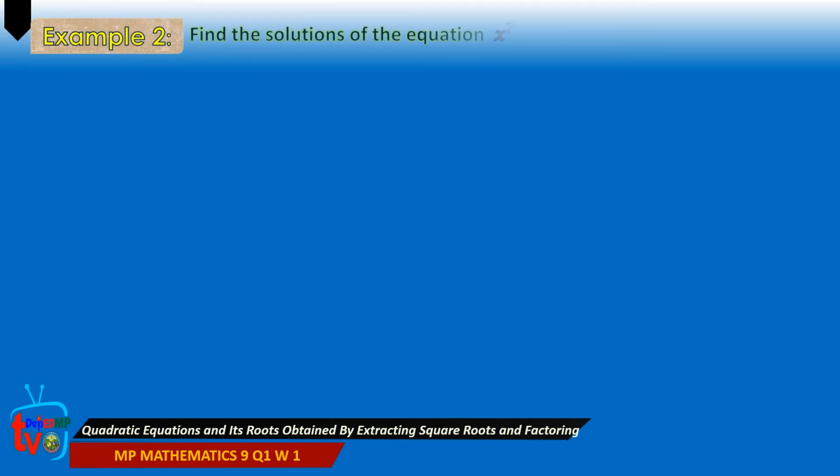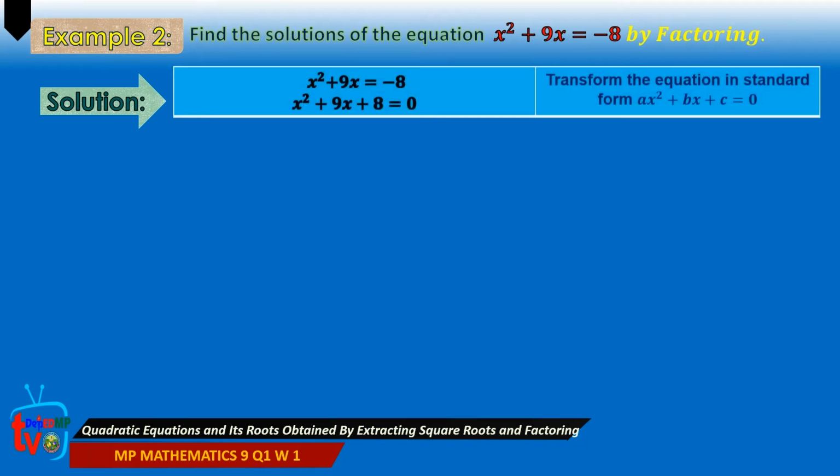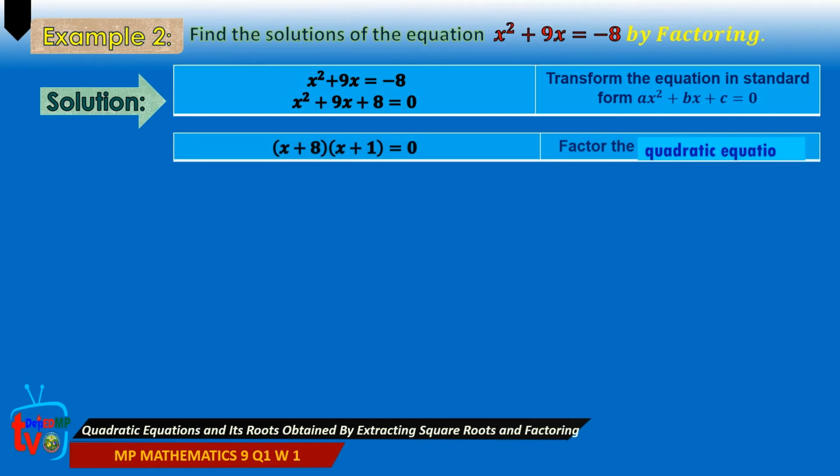Example 2. Find the solutions of the equation x squared plus 9x is equal to negative 8 by factoring. So for the solution, first we are going to transform the equation in standard form, ax squared plus bx plus c is equal to 0. And we do that by applying the addition property of equality. So we add 8 to both sides of the equation, and it will give us x squared plus 9x plus 8 equals 0. Next, we are going to factor the quadratic equation.